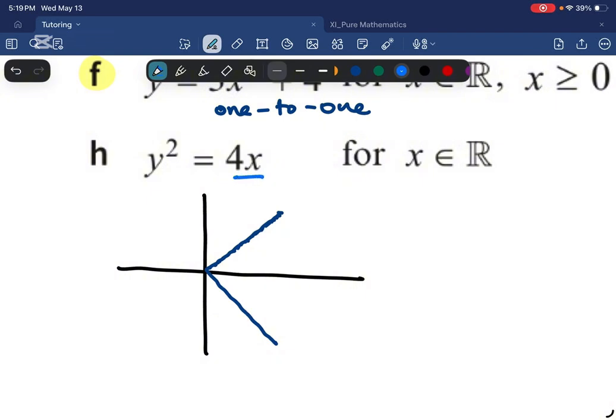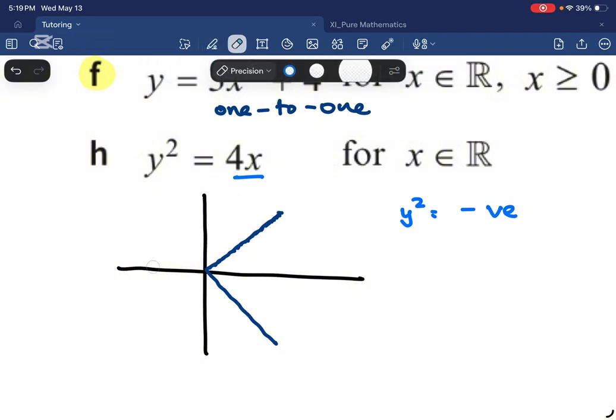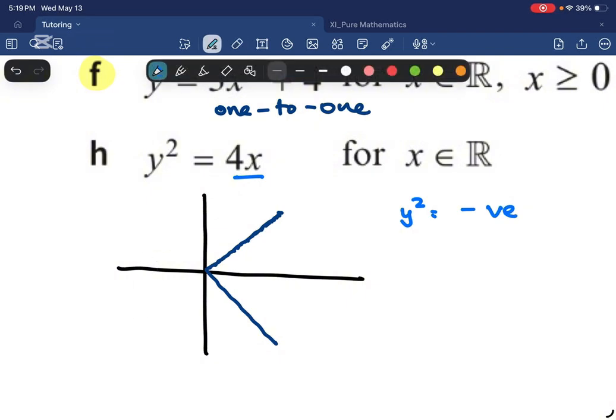I cannot put a negative value of x here. If I put in a negative value of x, that means y squared is going to be negative something, right? And basically, if you have something squared, you cannot get a negative value. So I cannot put in negative values of x. So there's no curve on my second and third quadrants. So I can only put in positive values of x, right?